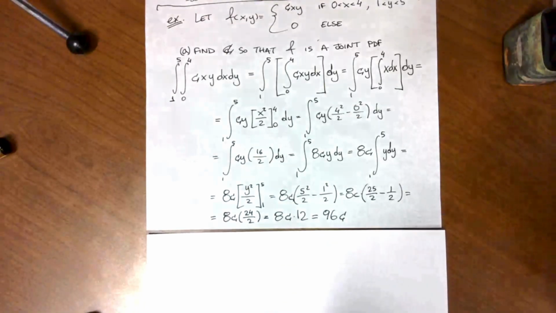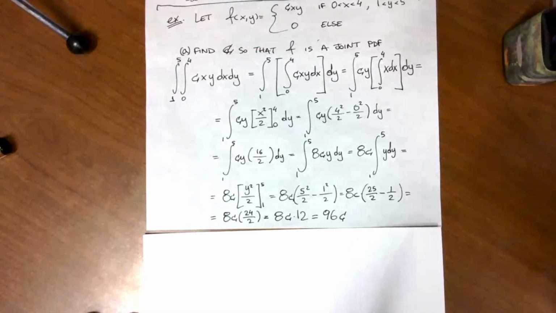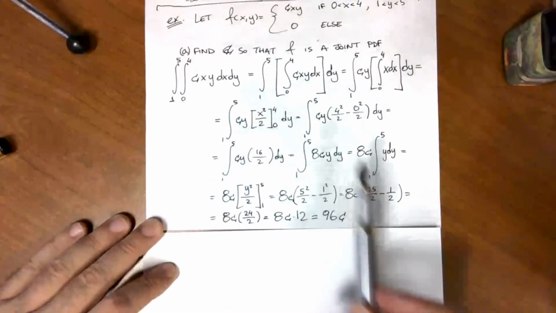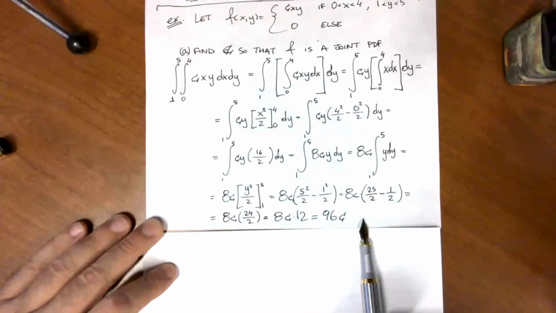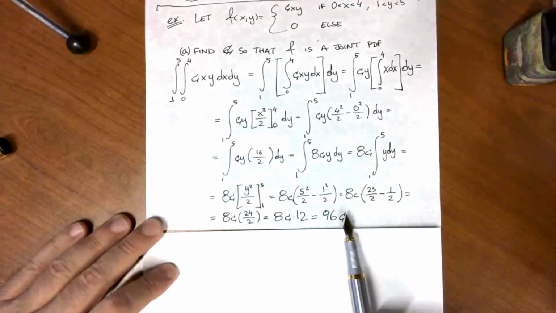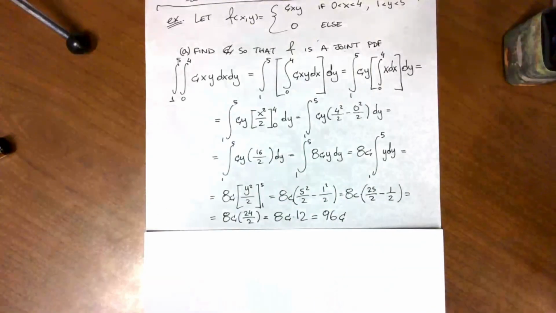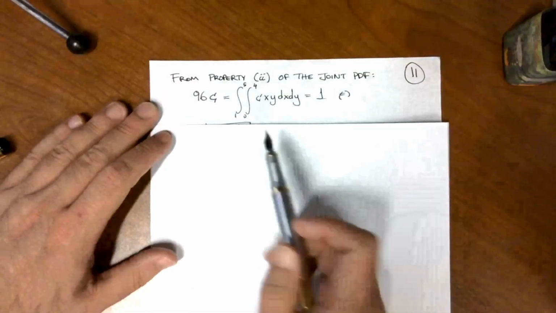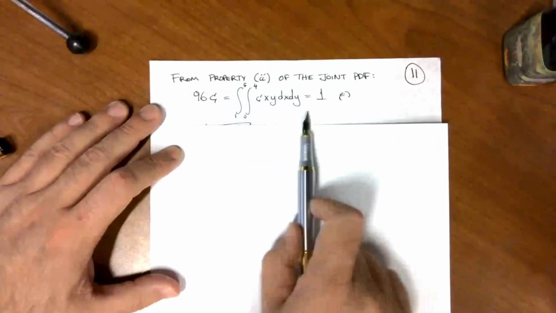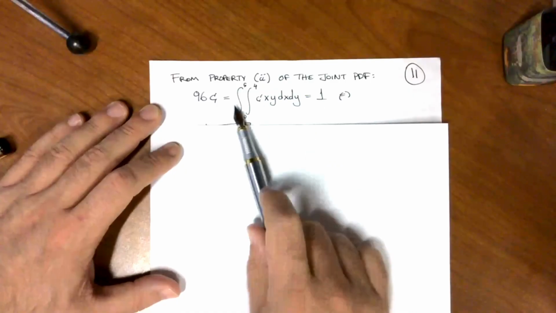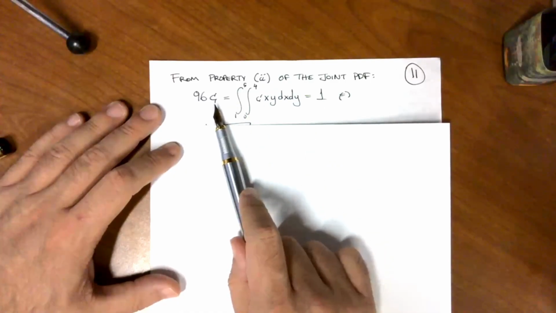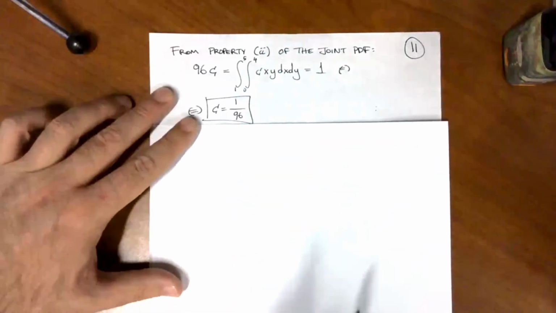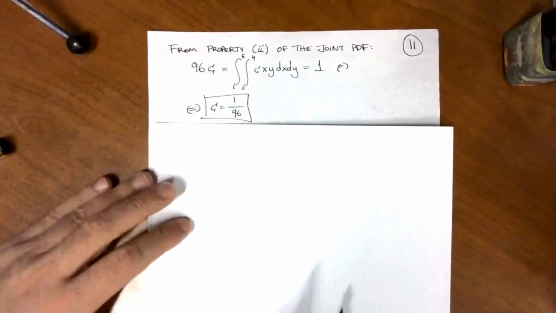So at this point, know that for this expression to be a joint PDF, this has to be equal to 1. So essentially what we're saying is that 96 times c will have to be equal to 1. From the second property for joint PDFs, 96 times c has to be equal to this integral. We just developed that this is equal to 1. So guess what c is going to be equal to? Divide both sides by 96. c is going to be 1 over 96 if we want this property to hold.